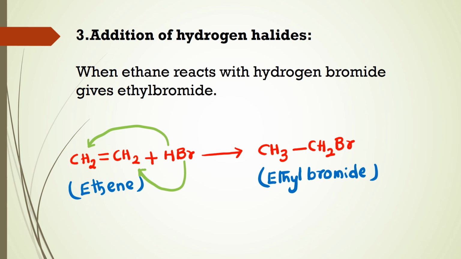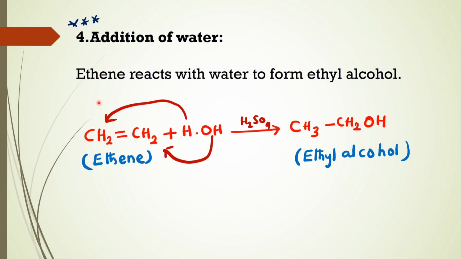The next one, addition of water. Ethene reacts with water to form ethyl alcohol. So here ethene, CH2 double bond CH2, and water, which I write as H-OH, H2O, in presence of a small amount of H2SO4. Then one hydrogen is added to one carbon and the OH group to the second carbon, and the double bond becomes a single bond. It becomes ethyl alcohol, CH3CH2OH. Ethyl alcohol is formed.